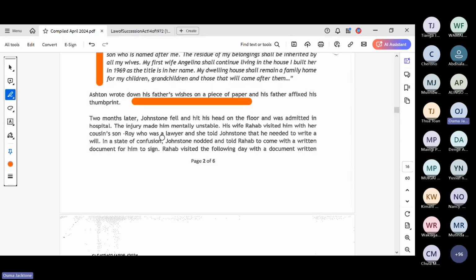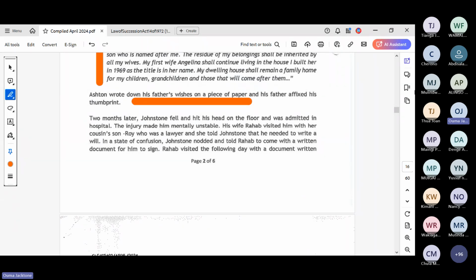Now, when you introduce your point, you'll say the last written will is invalid for the following reasons. So you start with the first one. What is your point? Knowledge and approval. For a will to be valid, the testator must have knowledge of the contents of the will and must give his approval. In this scenario, Mr. Johnston did not know the contents of the will and therefore signed it without understanding or appreciating what was contained in it.